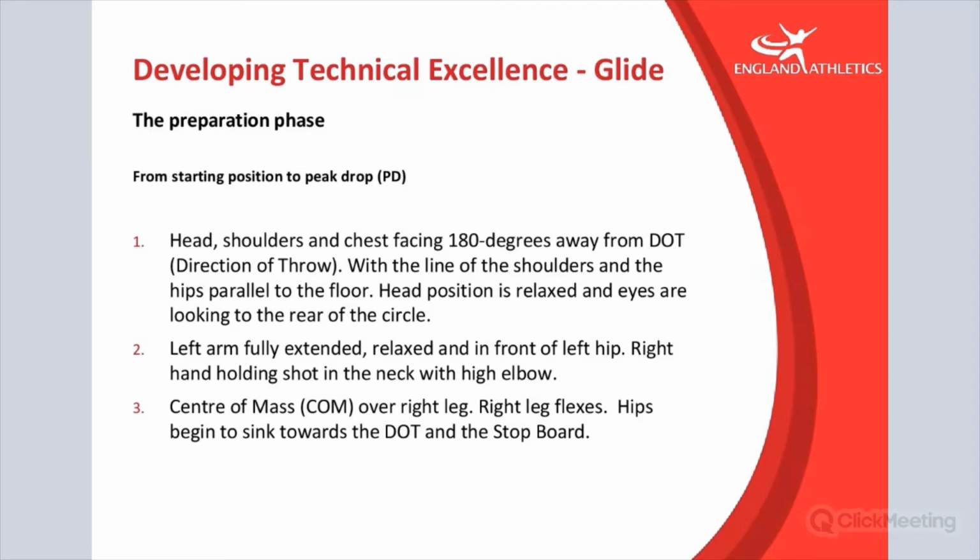The left arm fully extended, relaxed, and in front of the left hip. So relaxed and in front of the left hip could be up high towards the rear of the circle, or it could be dropping to the floor, very much like what we saw from David Stool there. But essentially what we're looking for is the left arm in front of the left hip. Right hand holding the shot in the neck with a high elbow. The third one, talking about the legs and hips, the center of mass is pretty much over the right leg, as that's your support leg, and this assumes it's a right-handed thrower. The right leg flexes, hips begin to sink towards the direction of throw and the stop board.